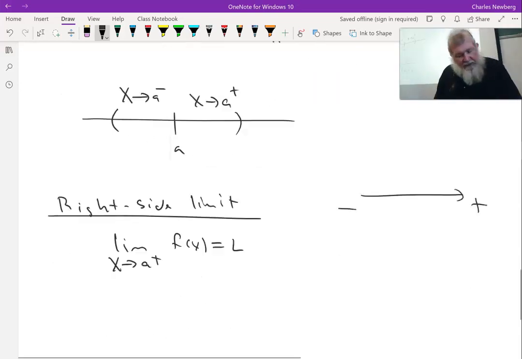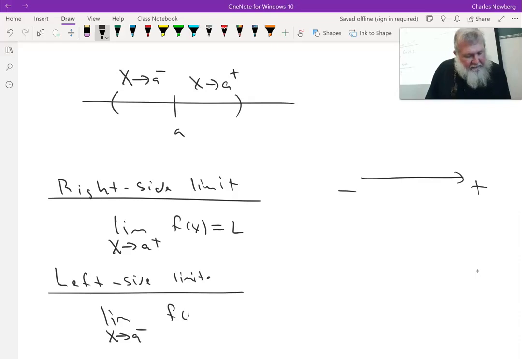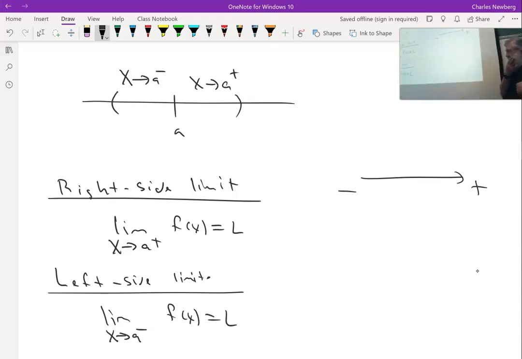And then we have the left-sided limits. And that would be the limit as x approaches a from the negative side of f of x equals L. So we only have to approach from one side. Okay, let you get those copied down, and we will draw a couple of graphs here.